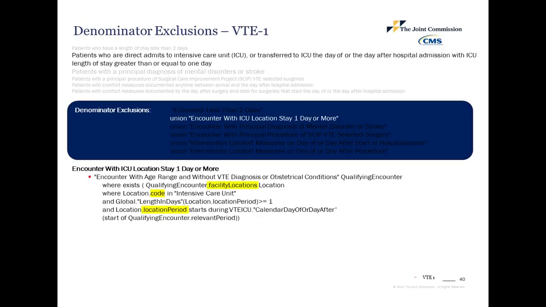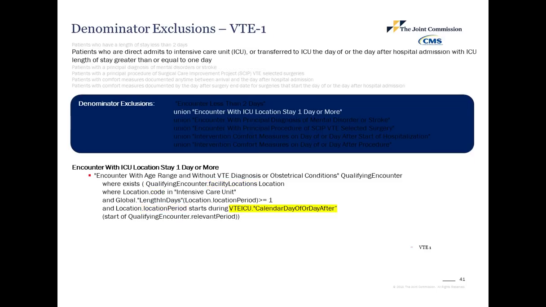Now on slide 40, looking at the second exclusion, encounter with ICU location stay 1 day or more, we use the attributes of dot facility location, dot code, and dot location period to identify an ICU stay. And this is a new function in the VTE ICU library and is used several times across the VTE measure, so it's good to note.